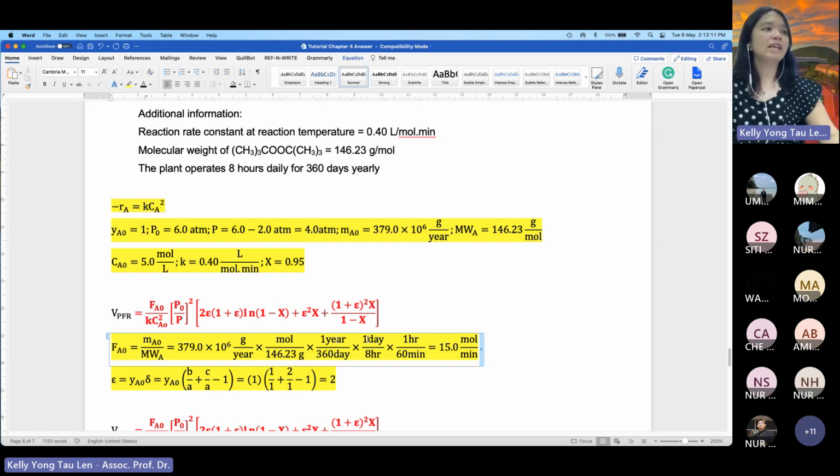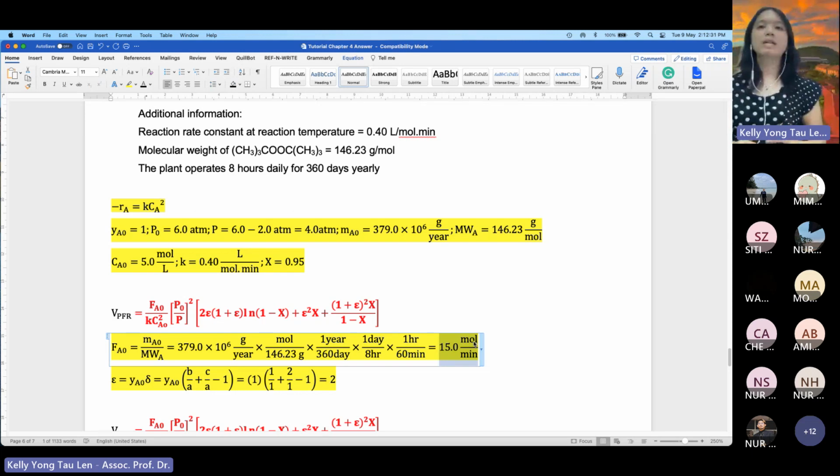So every day, I only operate 8 hours. Cancel day, tinggal hour. So sekarang tinggal mole per hour. So naturally 1 hour is 60 minit lah kan. Okay, so you can now get your FA0 as 15 mole per minute. So kita convert daripada MA0 kepada FA0.